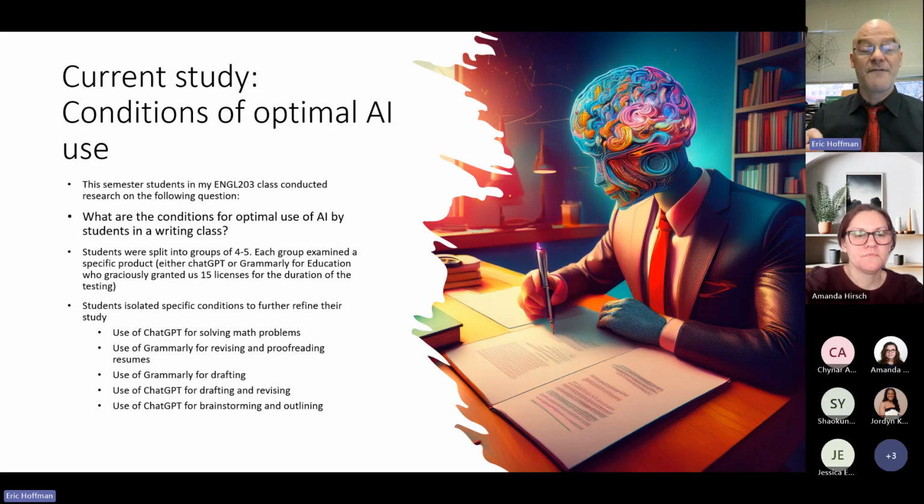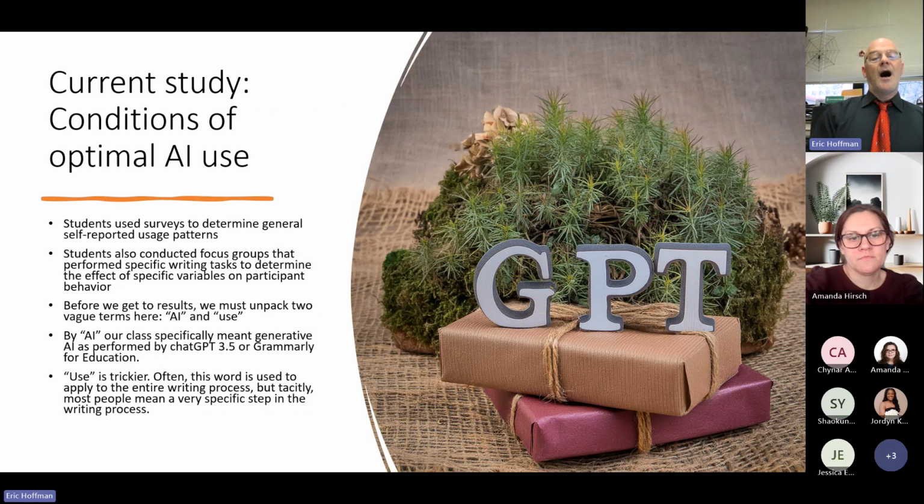We had another group focusing on using Grammarly for Education for business and professional writing, specifically with regards to resumes. I had another group use Grammarly and examine where and how the students applied the drafting tool of that particular set of technologies. And then I had a couple more groups use ChatGPT in a broader way for drafting, revising, brainstorming, and outlining.